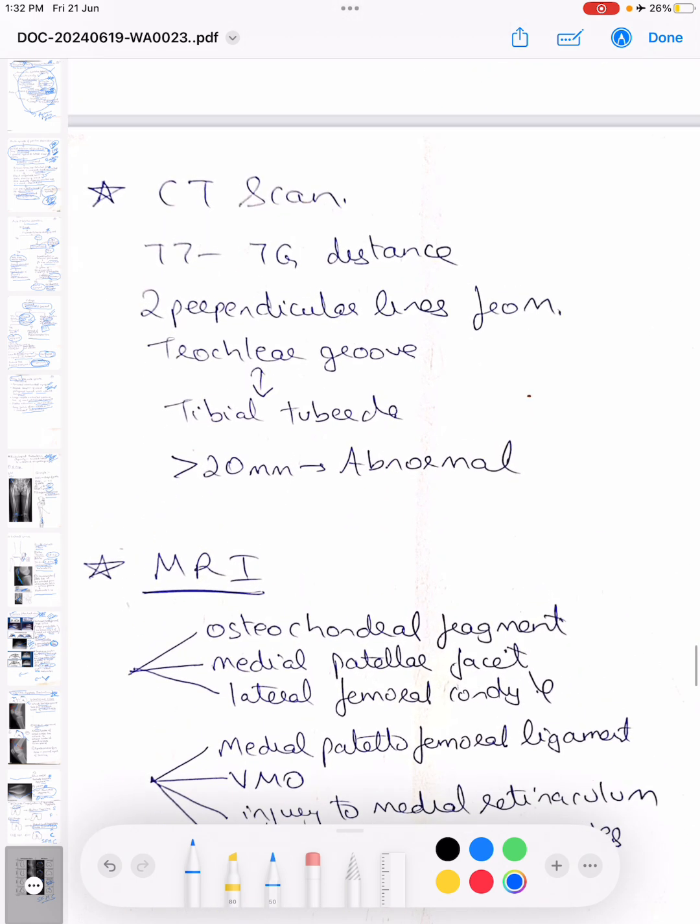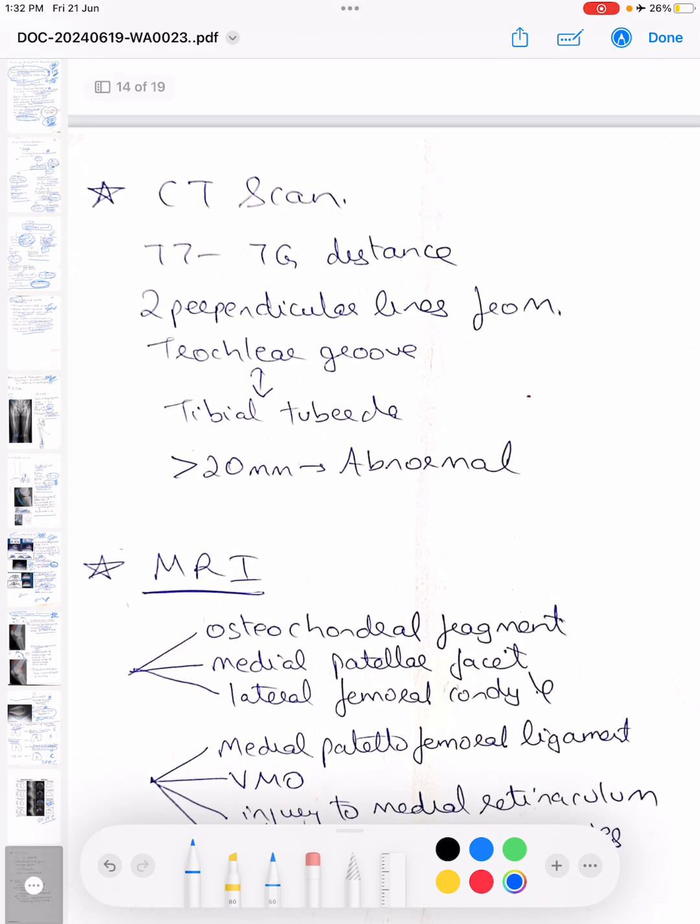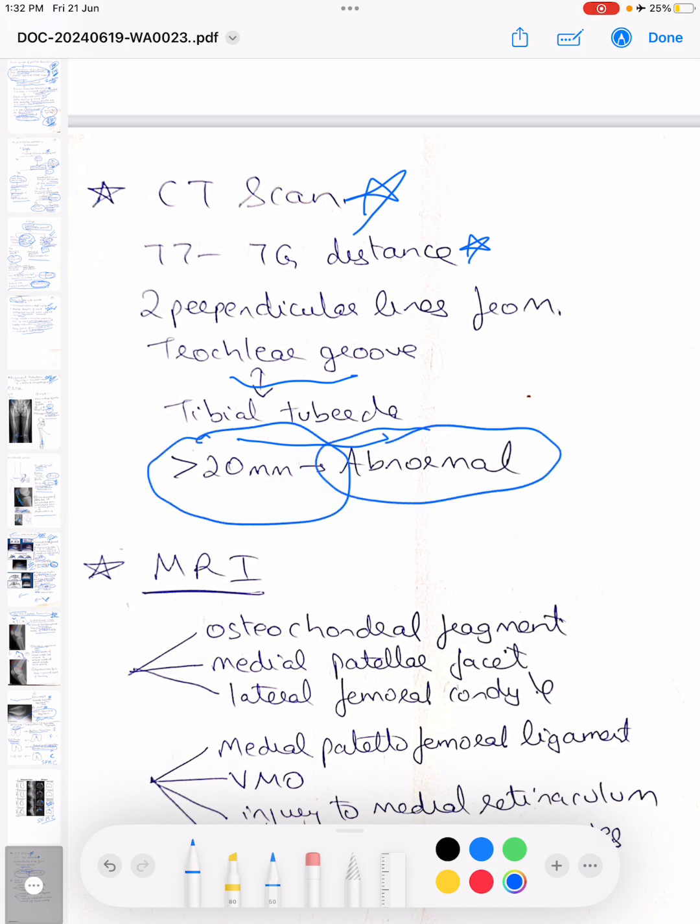Right? Now, for the radiological evaluation, why do you need a CT scan? To delineate the anatomy more clearly. An important factor to see on CT is the TT-TG distance, the distance between the trochlear groove and tibial tuberosity, measured by two perpendicular lines drawn from the trochlear groove and tibial tubercle. If it is more than 20 mm, it is abnormal, which predisposes to patellar dislocation.